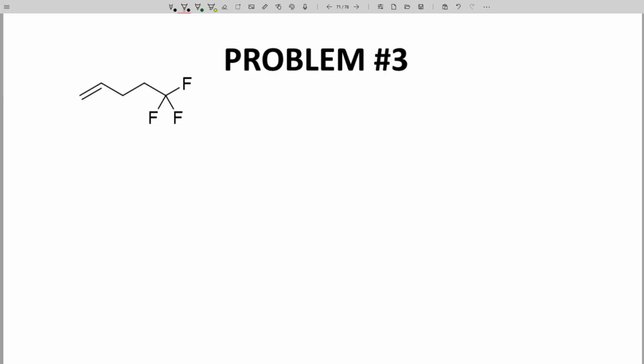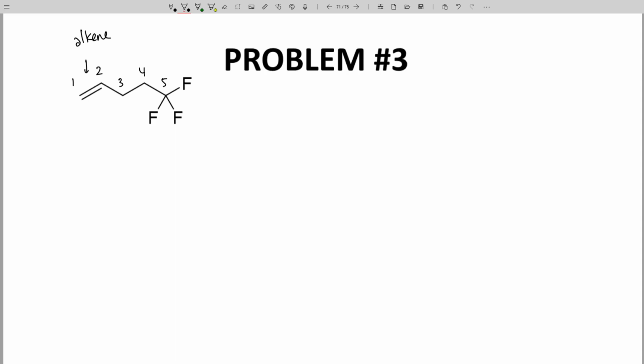For our next problem, we again have an alkene, and the alkene is our top priority group. We will find the longest chain that contains this alkene. Turns out that's just 5 carbons. And we'll number so that the alkene is closest to the 1 carbon. That's easy because the alkene's on the end.